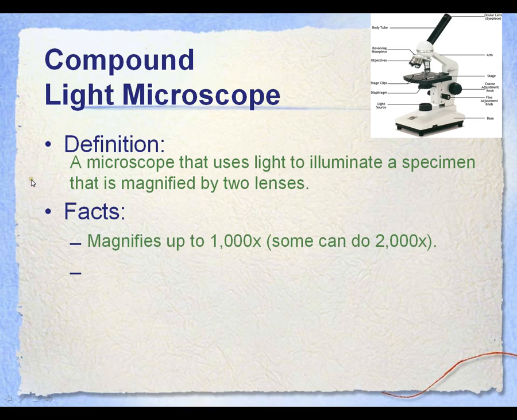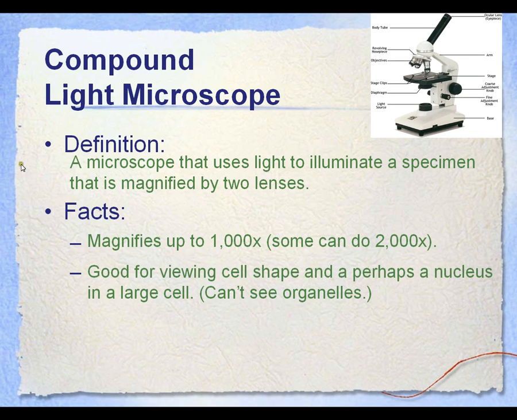The facts that you need to know about the compound light microscope is that it magnifies up, ours magnify up to about 1,000 times. Some can do up to 2,000 times. It won't do any more than 2,000 times though, and that's a good number to remember. Because if it's more than that, then you know that it has to be an electron microscope. These are good for viewing cell shapes and perhaps to see a nucleus in a large cell. You really don't see very many organelles with a compound light microscope.